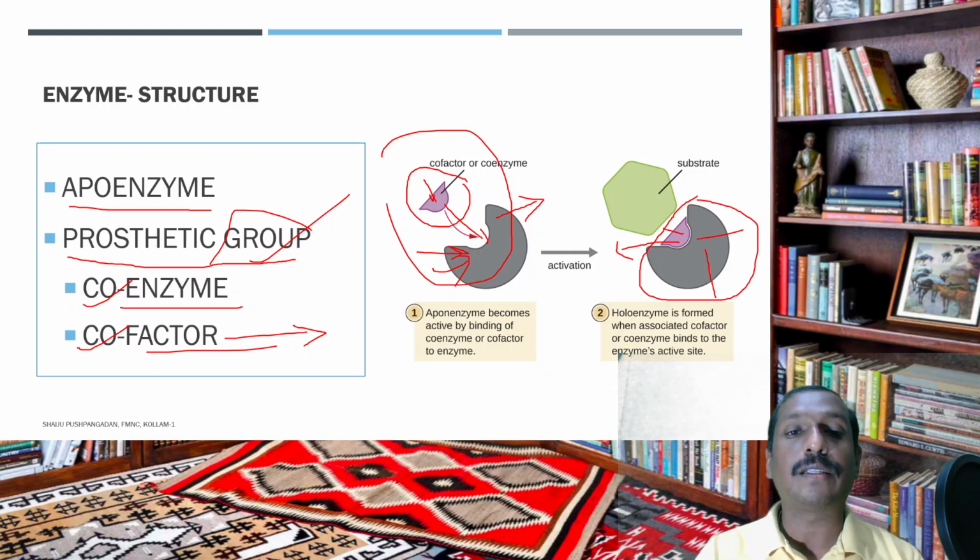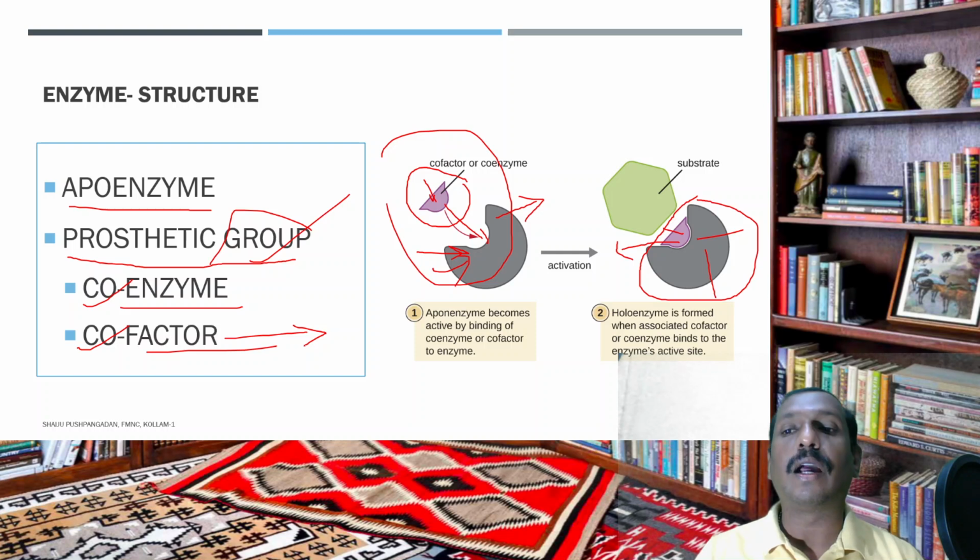So coenzyme is a kind of prosthetic group, and cofactor is another kind of prosthetic group. Coenzyme is a large non-protein molecule which gets associated with the apoenzyme, acting as the prosthetic group. And cofactor is a kind of prosthetic group, which may be a small kind of metal ion or something like that. That is the difference between coenzyme and cofactor.